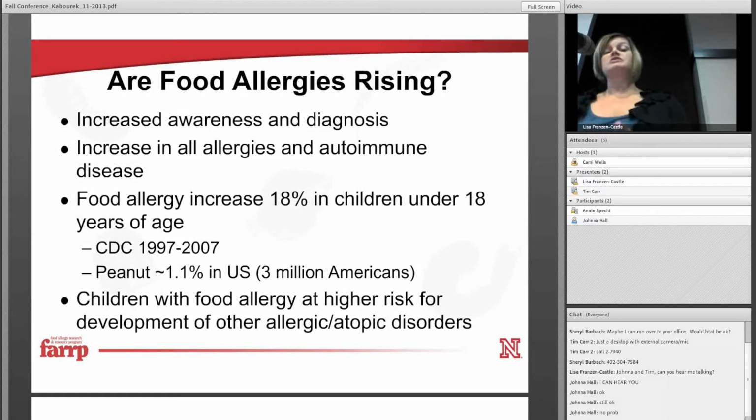So are food allergies rising? Yes, they are. There's also an increase in awareness and diagnosis, and how those go hand in hand, we're not completely sure. There has been an increase in all allergies and autoimmune disorders. And as I stated earlier, the rate of peanut allergy has gone up here in the US and also in Europe. So they've looked at different parts of the world to see if that is kind of the true statement. Children with food allergy have a higher risk for developing other atopic disorders, such as going on to develop asthma or dermatitis, those kind of things.